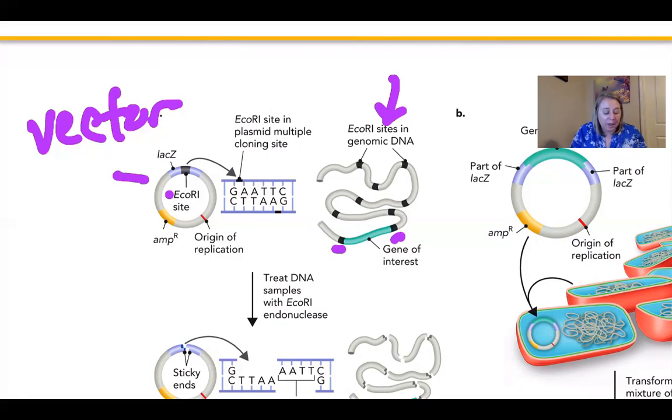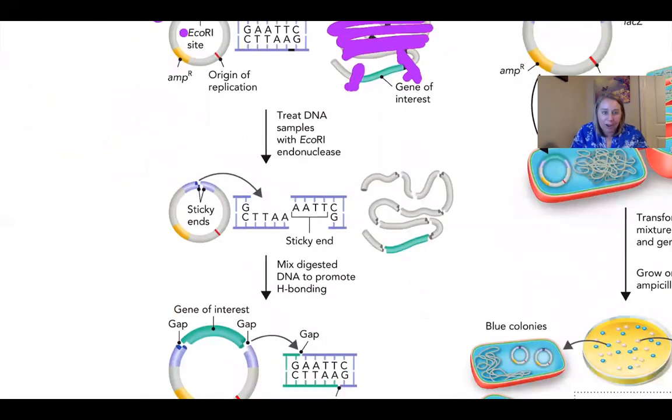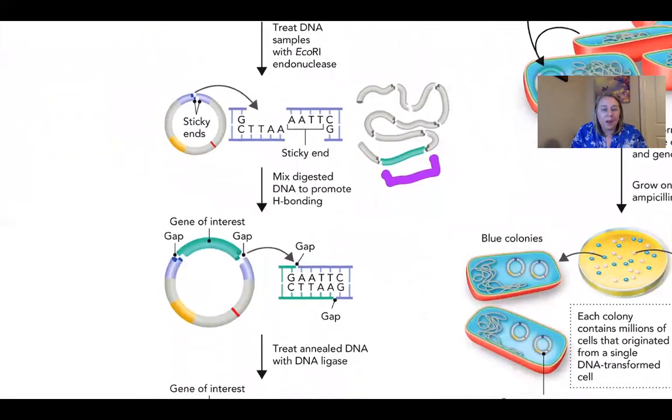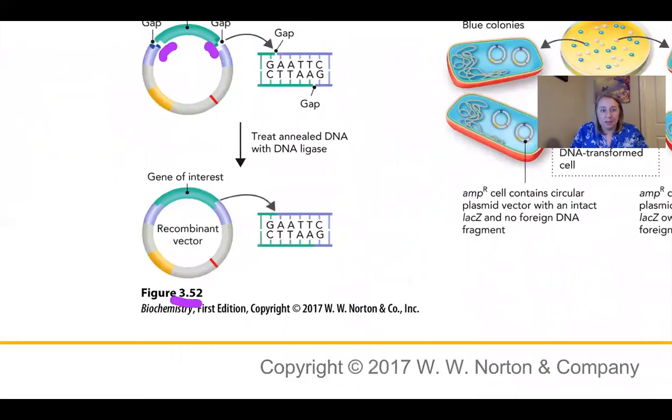We cut the gene of interest with EcoRI. So we cut, all of this junk goes away, and all we have left is our gene of interest. And so we treat both of them with our endonuclease, right? So now we have a cut site inside of our vector, and we have this important piece right here that we want. And so what happens is that we combine the two, and we use ligase to seal these gaps. Now we have a completed vector that has our gene of interest inside of it.